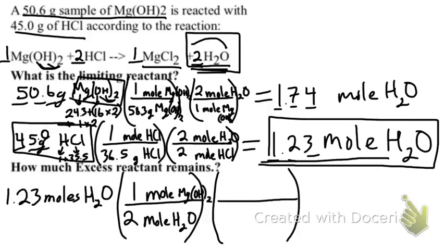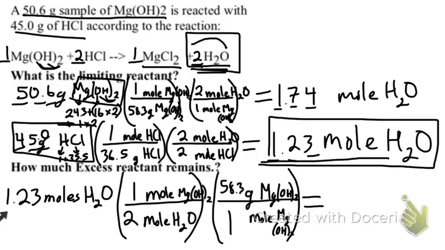Last step, we're going to cancel moles of magnesium hydroxide, and we're going to convert to grams of magnesium hydroxide. Always 1 mole when it's grams to moles. And fortunately, we calculated the mass of magnesium hydroxide up here as 58.3, so we can reuse that. Now, when we calculate all of this out, we'll take 1.23 times 58.3 divided by 2.